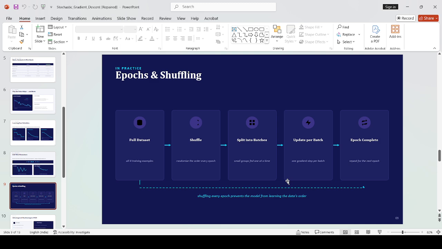After shuffling, the dataset is divided into small mini batches. Each mini batch is processed one after another. After all batches are processed, one epoch is complete and the process repeats until training finishes. Shuffling improves generalization and helps the optimizer learn more efficiently.